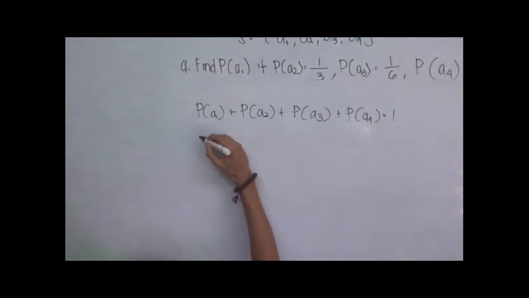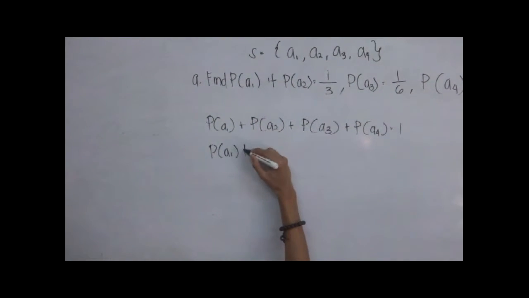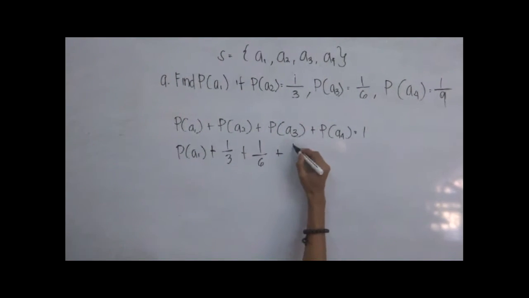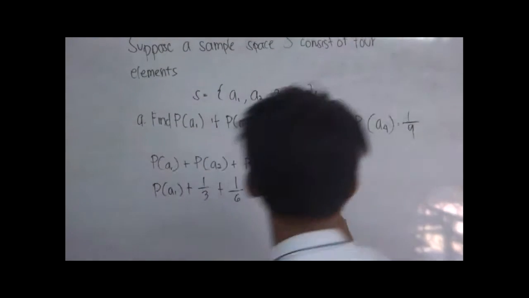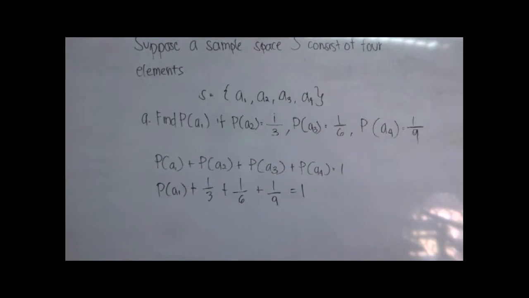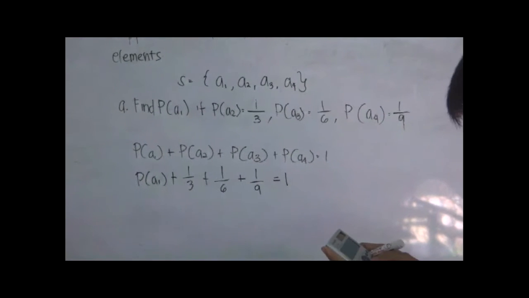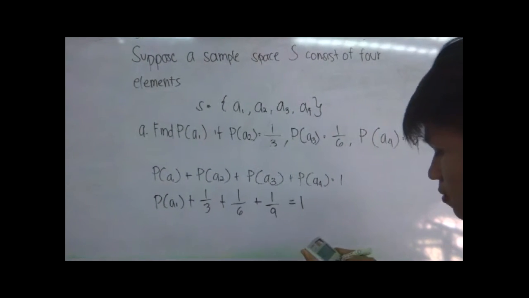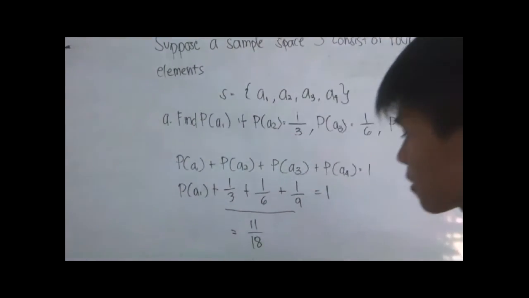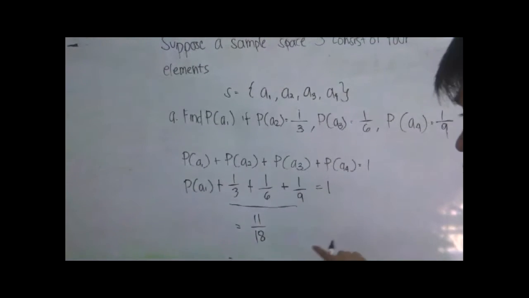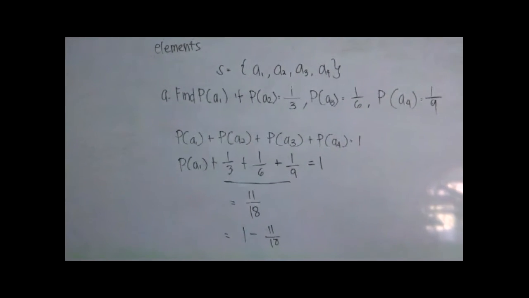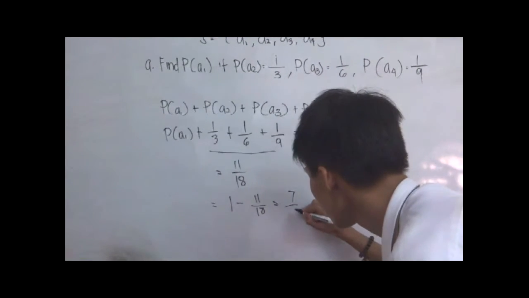Substitute the values. Then, according to my scientific calculator, this sum is 11/18, so we just subtract this from 1 and we will get probability of A sub 1, which is equal to 7/18.